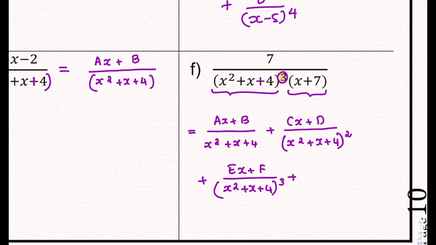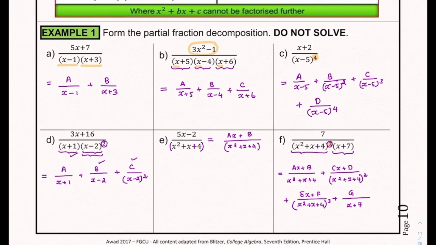And so therefore now I'm going to work with this x plus 7. If you work with x plus 7, then I'm going to have G over x plus 7. So that's how we decompose any rational function into these simple rational functions.